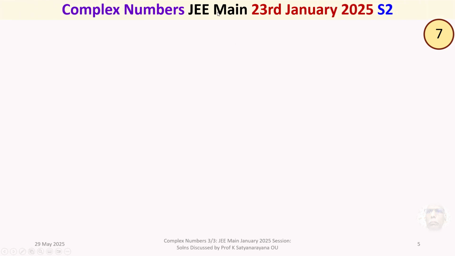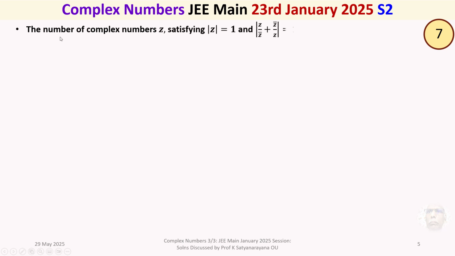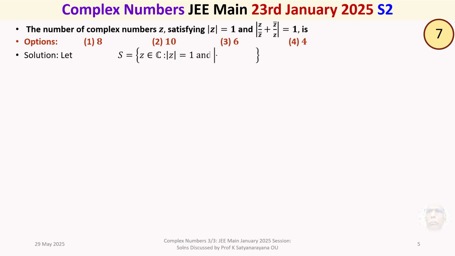This is the question that has appeared in the JEE Main exam held on 23rd January 2025 in the second shift. The given problem is the number of complex numbers z satisfying mod z is equal to 1 and modulus of z by z bar plus z bar by z is equal to 1 is. We are given 4 options. Let's now discuss the solution of the problem in detail.